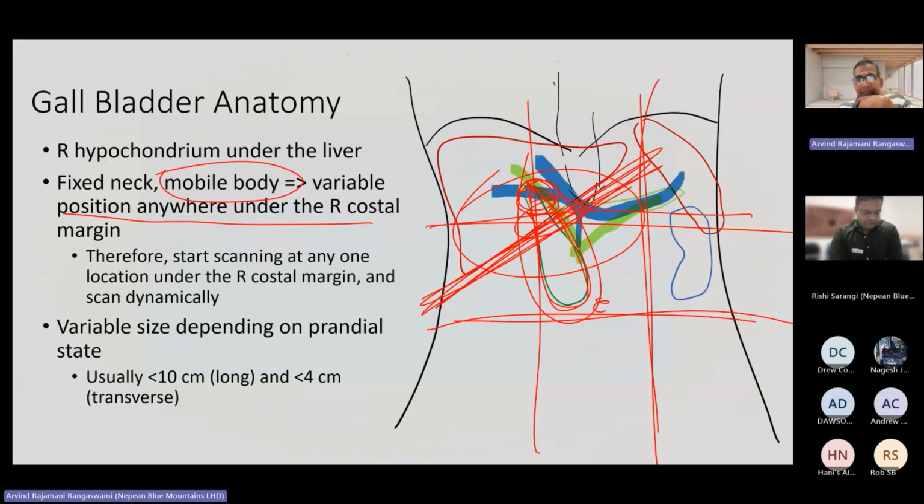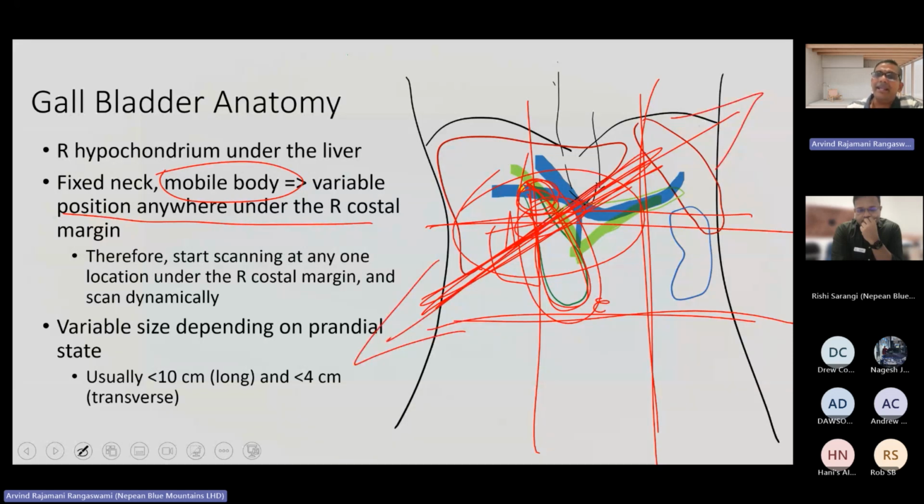When you're scanning, therefore, you just have to pick a spot somewhere here. And you can go anywhere in this direction, anywhere in this direction. And if you don't get any anechoic space, you can go up or down. You just search somewhere in this area, and that's where you're going to find the gallbladder. Unless the patient has had a cholecystectomy, you're bound to find the gallbladder. It is super easy.